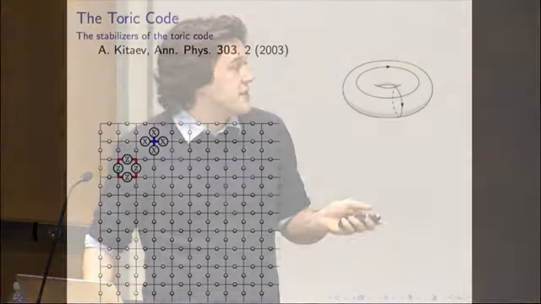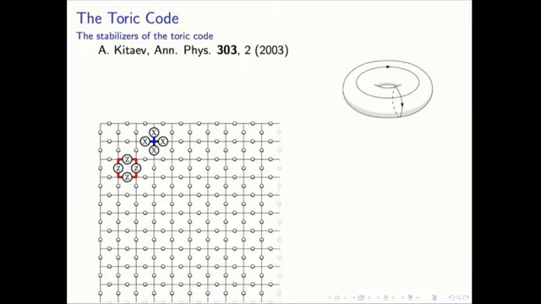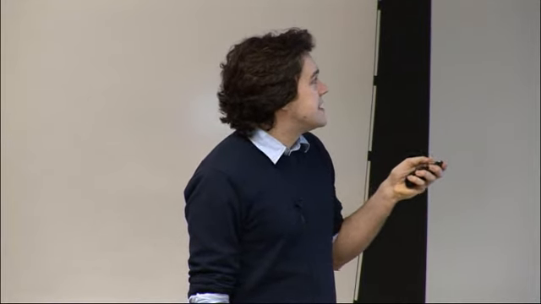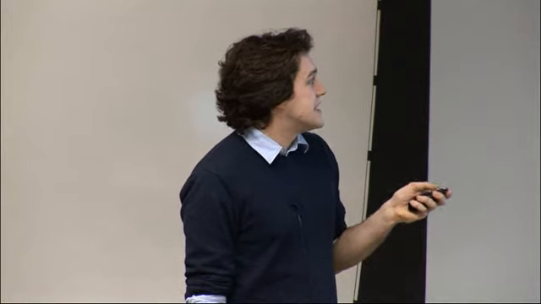OK, so the model we have in mind is the toric code. Again, this is a topological code like I talked about at the beginning. This is a lattice of qubits. Qubits live on the edges of this square lattice. The lattice has periodic boundary conditions and so lives on a torus, thus the name, the toric code. Kitaev came up with this.